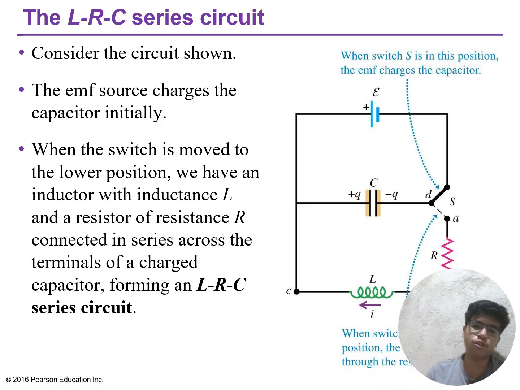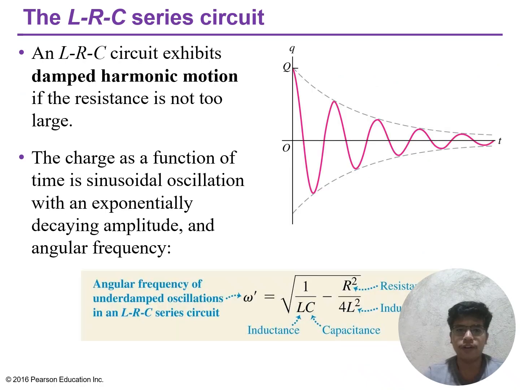oscillating at a frequency close to 1 over the square root of LC, while the resistor slowly removes energy as heat, causing the oscillation to gradually decrease in size. This behavior is called damped oscillation and is similar to a mechanical system like a spring with friction. The series circuit shows damped harmonic motion when the resistance R is not too large, meaning that the charge Q on the capacitor oscillates back and forth but gradually decreases in size over time.